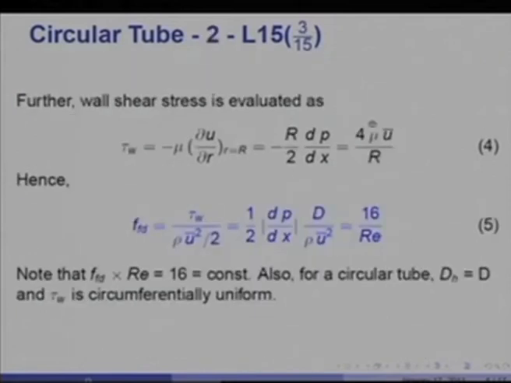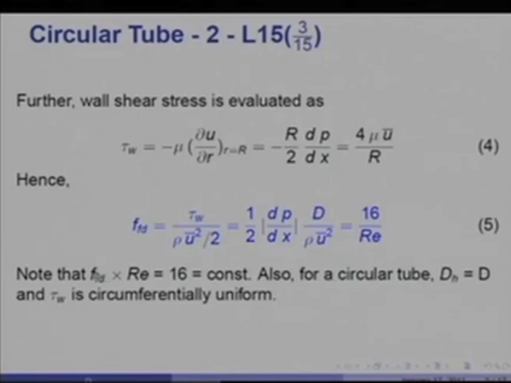What about the wall shear stress? Well, wall shear stress is tau equal to minus mu du by dr at the wall, r equal to R, and that becomes equal to R by 2 dP by dx with a negative sign, giving you 4 mu u bar by R. That would be circumferentially constant. Hence, the friction factor, which is tau wall over rho u bar square by 2, as we saw on the previous slide, as well as this definition, gives you 16 by Re. Note that F FD into Reynolds number, therefore, is 16 and constant, as we said before, and also for a circular tube, the hydraulic diameter itself becomes equal to the diameter.